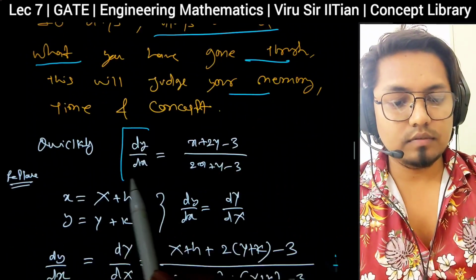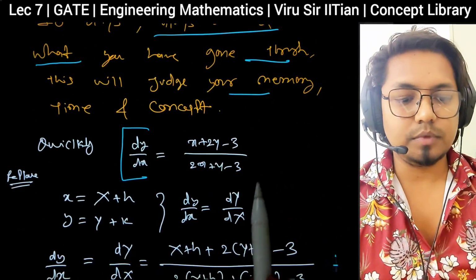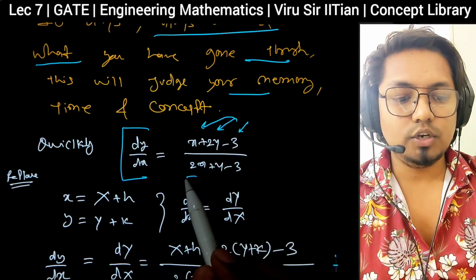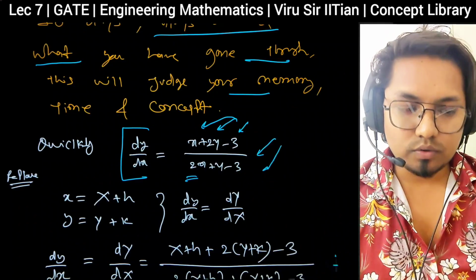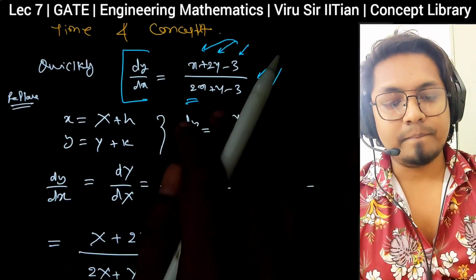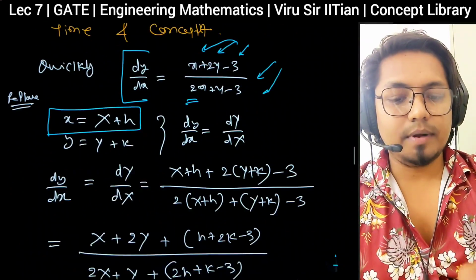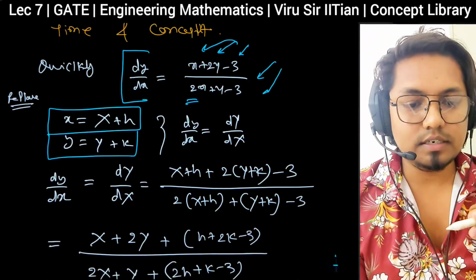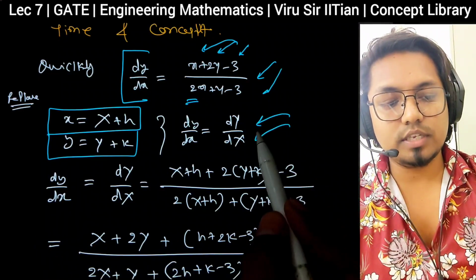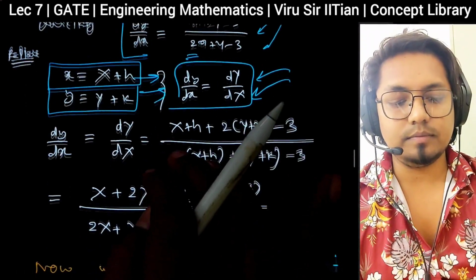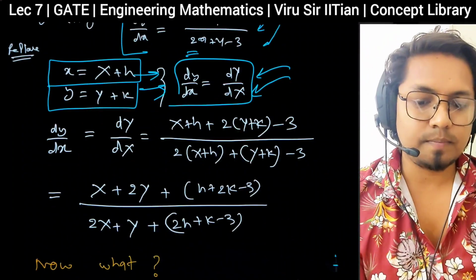So quickly find out dy by dx value from the given question: x plus 2y minus 3, 2x plus y minus 3. Now try to solve this question by the method I am explaining. So x is equal to capital X plus h, y is equal to capital Y plus k, we considered, and this part will also come when you differentiate. Okay, now understand. Differentiate and divide, you will be getting dy by dx.